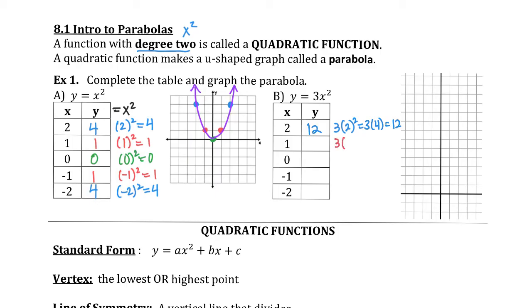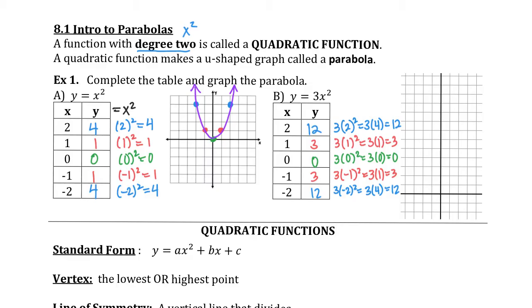Next, 3 times, plug in 1 for the x value. 1 to the second power is 1. So 3 times 1 is 3. 3 times 0 to the second power. 0 to the second power is 0. 3 times 0 is 0. 3 times negative 1 to the second power. Negative 1 to the second power is positive 1 because a negative times a negative is a positive. 3 times 1 is 3. 3 times negative 2 squared. Negative 2 squared is positive 4 because a negative times a negative is a positive. When I times it by 3, I get 12.